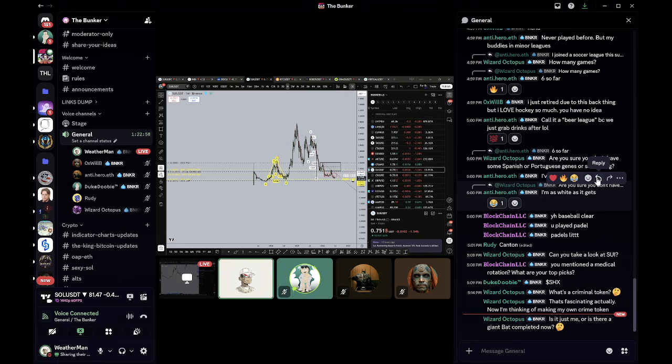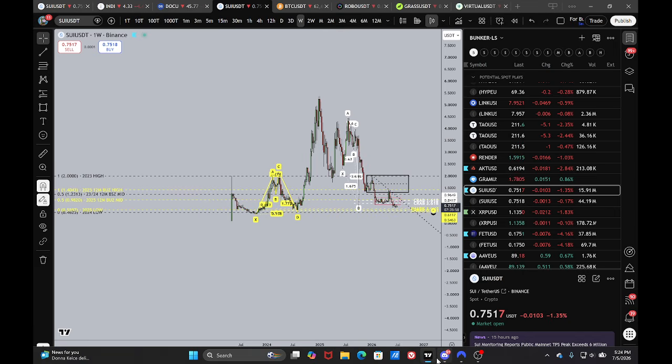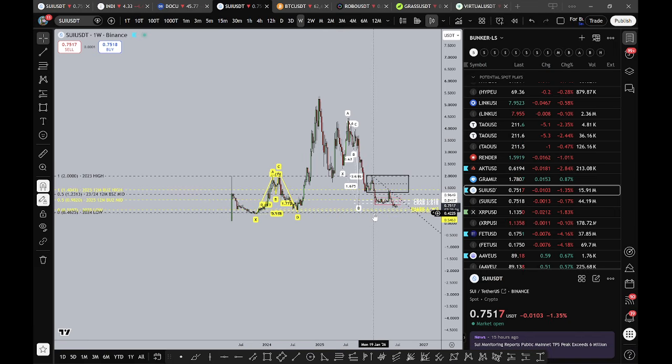Okay, so that was SWEET. Do you mean on SUI, bro? It might be a bat, but that looks a bit too deep to be a bat, I'd say. For a bat, it's a 0.5 max, right? It's between 0.382 and 0.5 retracement. I think that might be a bit too deep. Unless I take it from there, maybe.